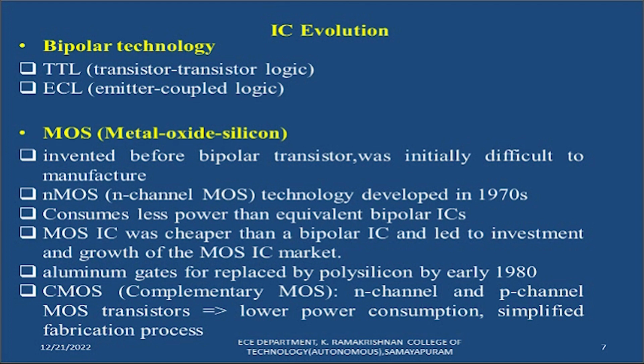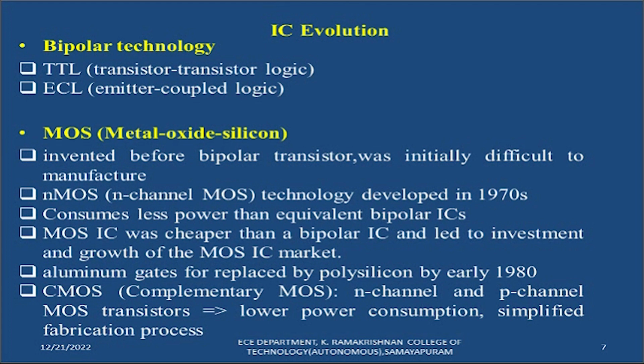If you take bipolar technology, we can classify that into transistor logic and emitter coupled logic. You all already know what transistor logic and emitter coupled logic are. And coming to MOS logic, that was invented before the bipolar transistor, and the main drawback of this kind of transistor fabrication is that the difficulty during manufacturing is more. From that MOS technology alone, we come to NMOS and PMOS technology.